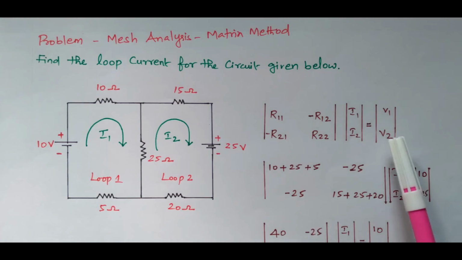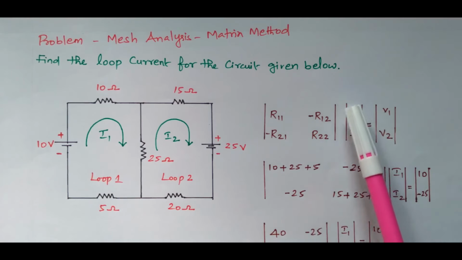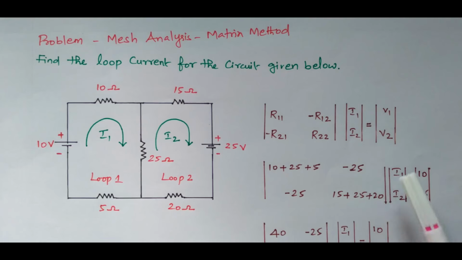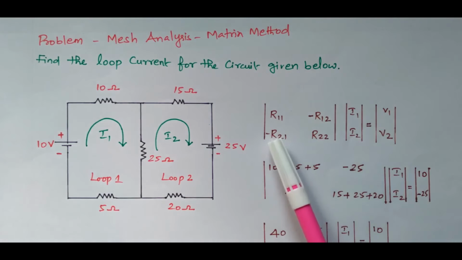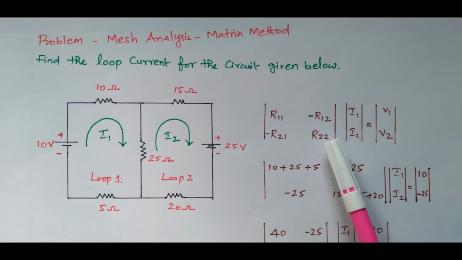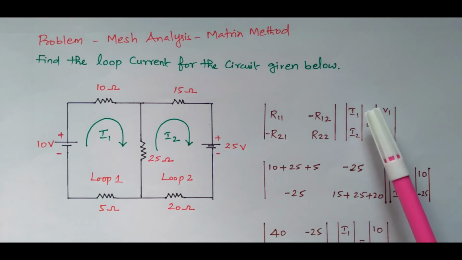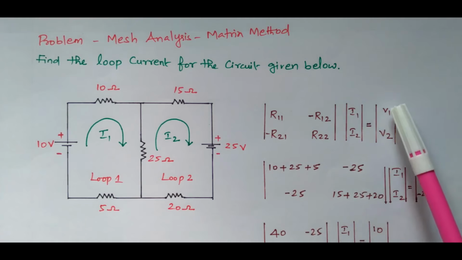What matrix are we framing? V equal to IR. This is a voltage matrix, current matrix, resistance matrix. Because we are applying Kirchhoff's voltage law, we follow the matrix V equal to I into R. What is the resistance matrix? R11, minus R12, minus R21 and R22. Two currents I1, I2, and two voltages V1 and V2.